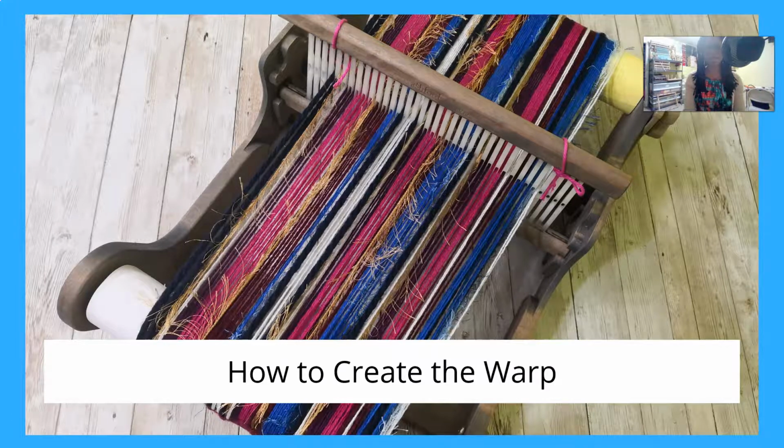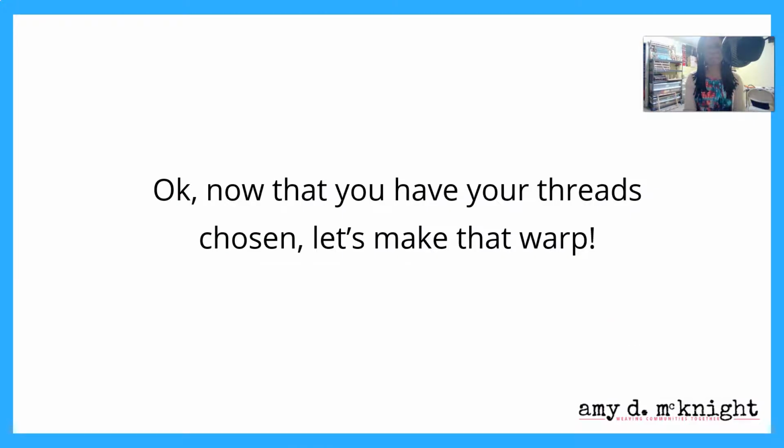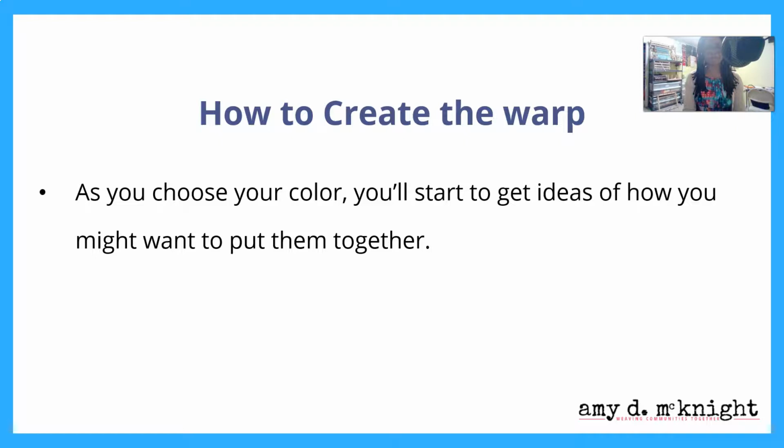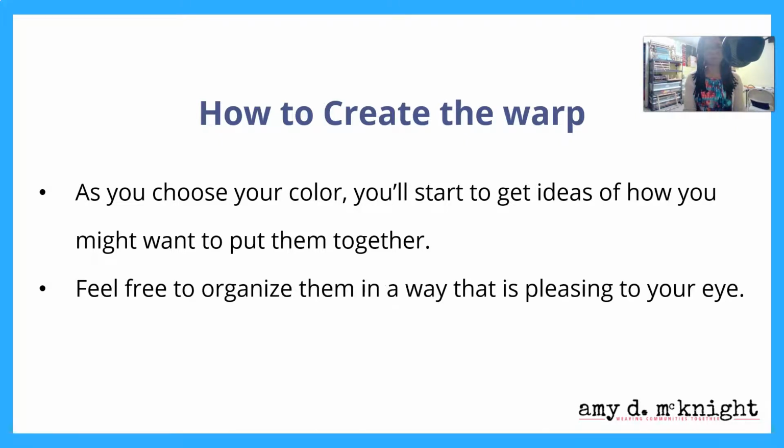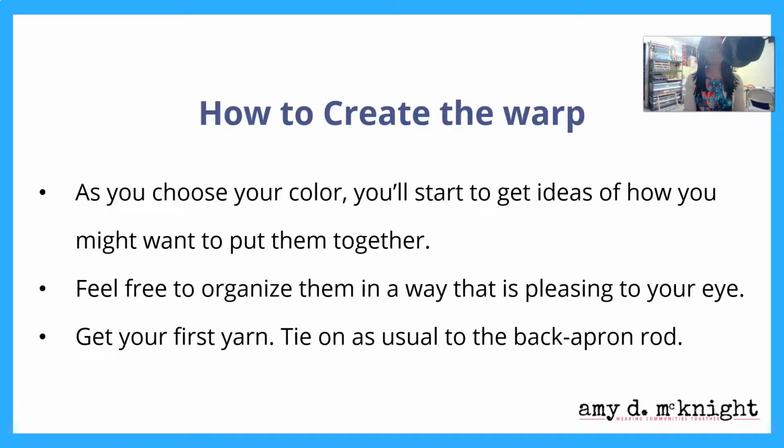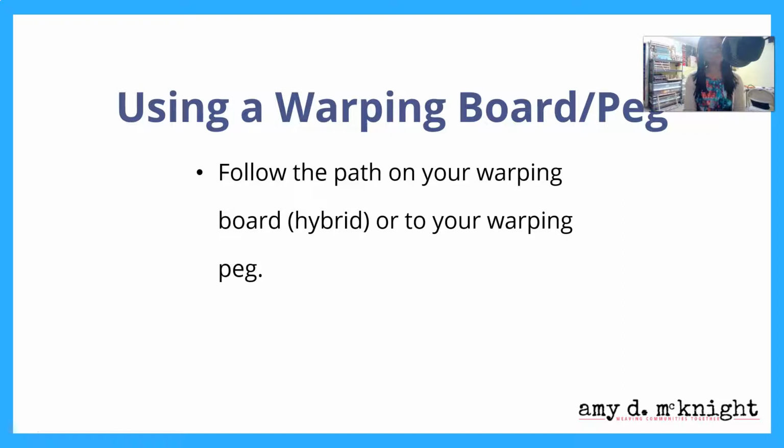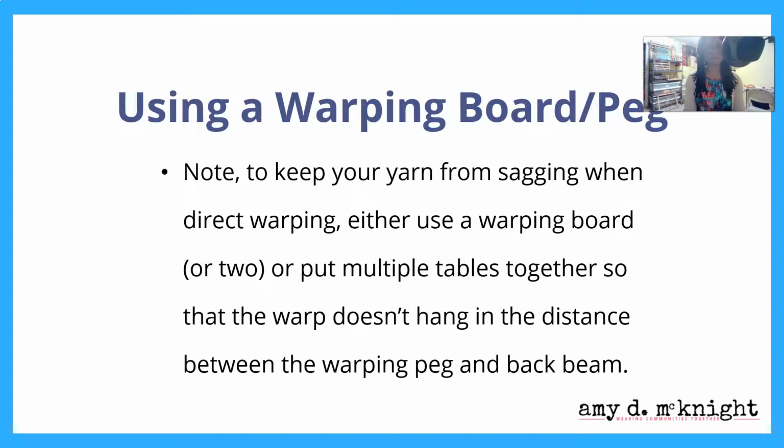So here is how you're going to create the warp. Now, you're going to choose your colors. You're going to get an idea of how you might want to put them together, so feel free to organize them in a way that is pleasing to your eye. So you want to get that first yarn. You're going to tie it on as usual to the back apron rod. Of course, you're going to follow your warping board path, hybrid, or follow it to your warping peg.